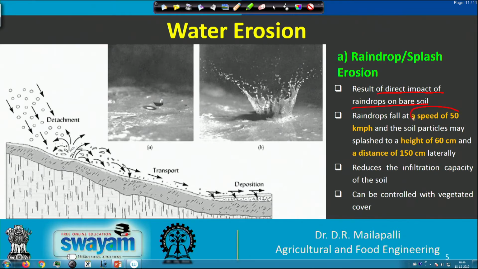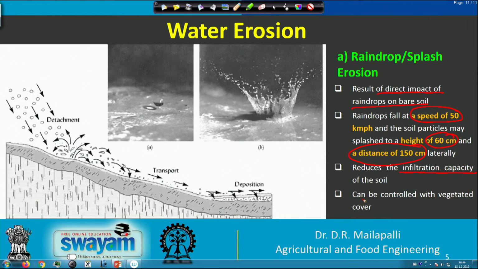So, the raindrop initially will have a speed of 50 kmph, which hits the soil particles. The soil particle may splash to a height of 60 centimeter and then be displaced to a distance of 150 centimeter laterally. Basically, the finer particles are going to be splashed out and deposited on the soil surface. That is going to seal the soil pores, and that ultimately reduces the infiltration capacity of the soil.